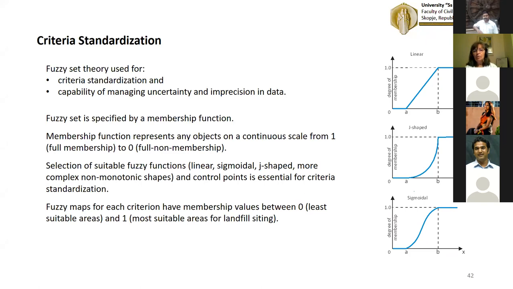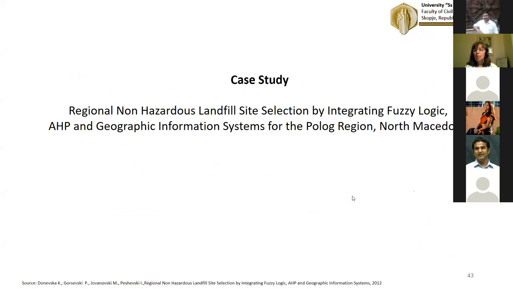There are many types of fuzzy functions. This picture presents a linear, J-shaped, or sigmoidal, and there are also many other types of fuzzy functions. All these fuzzy functions and membership functions are used for criteria map standardization. Now we go to the last part of the presentation.